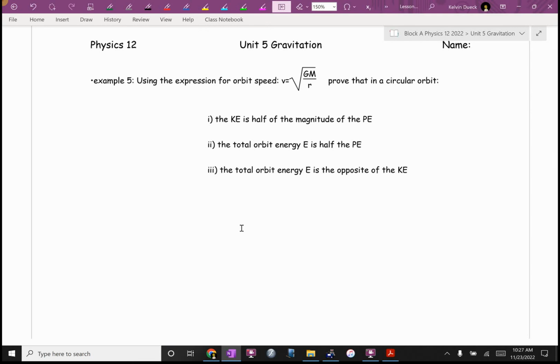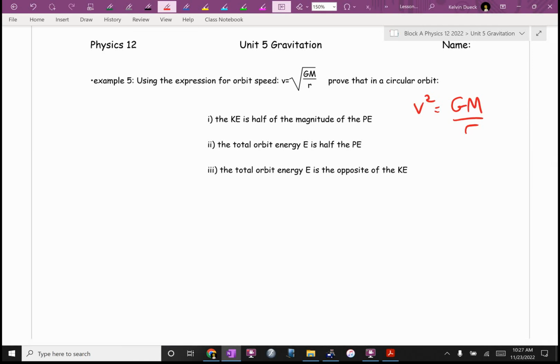Example 5. I'm going to show you a couple of cool patterns that if you have them in your back pocket and you notice this while you're doing a question, you'll think, oh, I must have got it right. But you will not need to use these 3 patterns to actually solve anything. It's kind of convenient. It says, using the expression for orbital speed, which is that, gravity is what's pulling me in a circle. Actually, what I'm going to do is write v squared equals big G, big M over R. I'm going to get rid of the square root. You'll see why in a second.